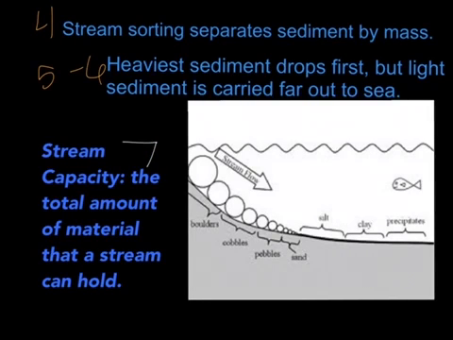And then the next question asked, what is stream capacity? That is number 7. Stream capacity is the amount of something that the stream can carry. So it's determined by the amount of energy the stream has. A fast stream is going to be able to carry a lot more stuff, so it has a higher capacity.